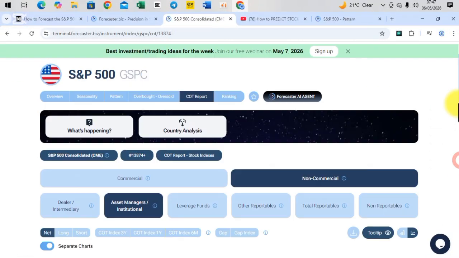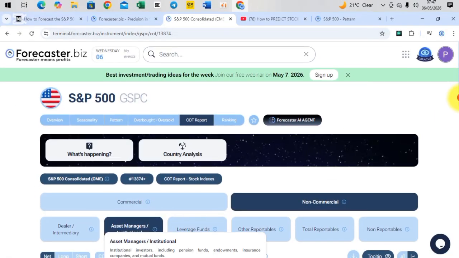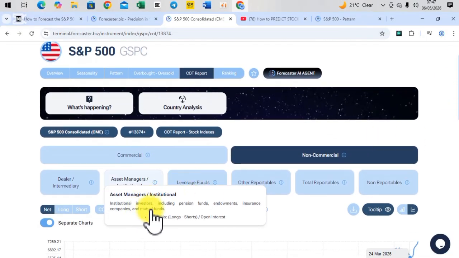If you want to know if institutional traders are going long or short on this trade, I mean S&P 500, you come here to the quote reports and then click on asset managers slash institutional traders. And if I click on this information icon, you can see the explanation, and these are institutional investors, including pension funds, endowments, insurance companies, and mutual funds.